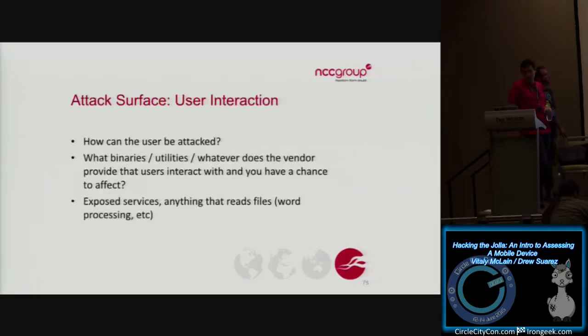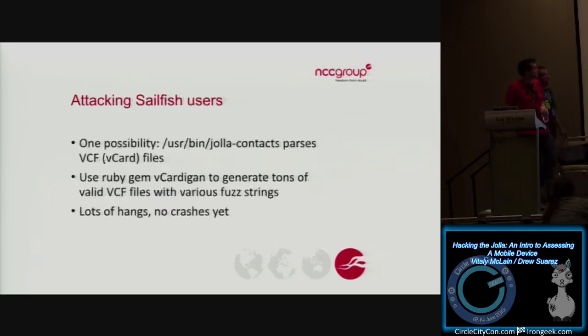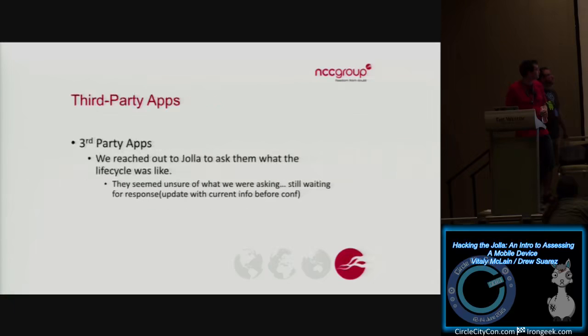User interaction is another interesting thing. How can you attack the user? Anytime the user opens a file, they're open for attack. Any exposed services, which is not a ton here. Not a ton of attack surface here, but one thing we did look at is the contacts. You can import contacts. You can import VCF files. I used a Ruby gem called vcardigan to generate a ton of valid VCF files, a ton of fuzz strings. I got a lot of hangs, but no crashes yet, unfortunately. But that's another interesting attack surface in the phone: what does the user open? How can you get the user to open something that could be malicious?